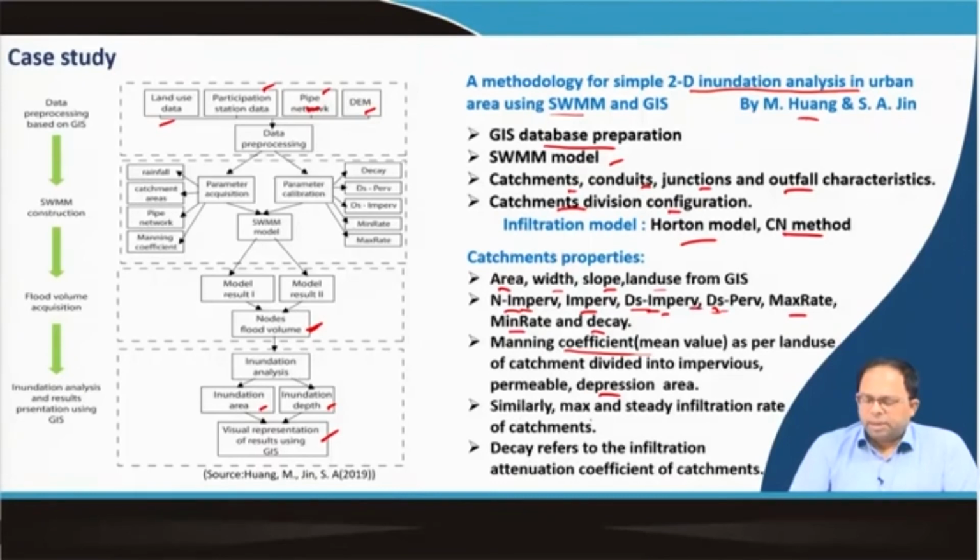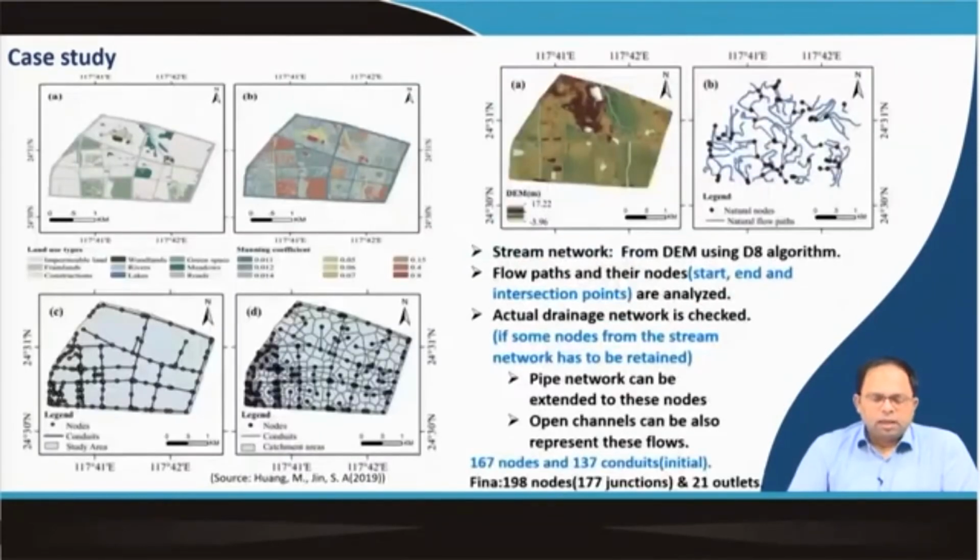And then similarly max and steady infiltration rate of the catchment was entered. That is the maximum rate, and then decay refers to the infiltration attenuation coefficient of the catchment, so that was also entered. Here you can see the land use types: impermeable, farmlands, constructions, woodlands, rivers and so on.